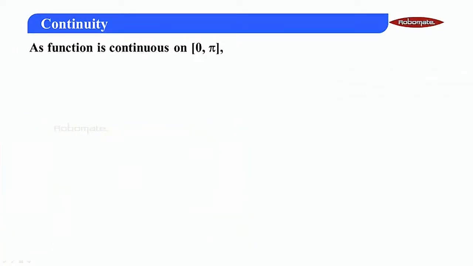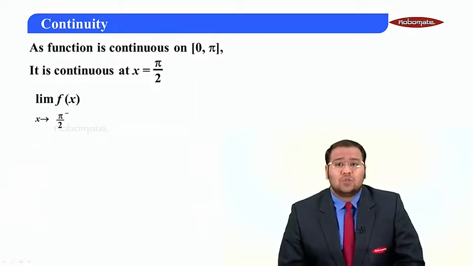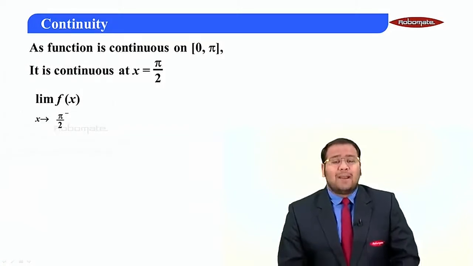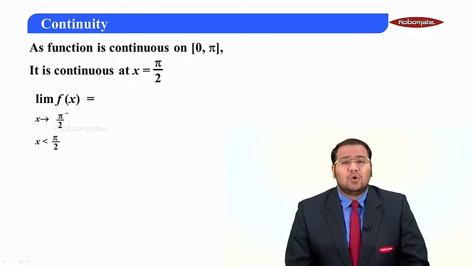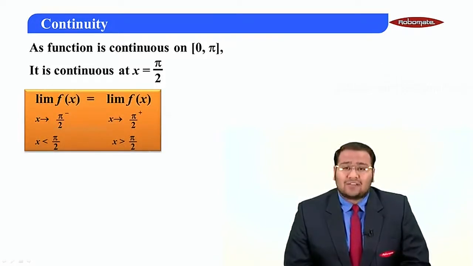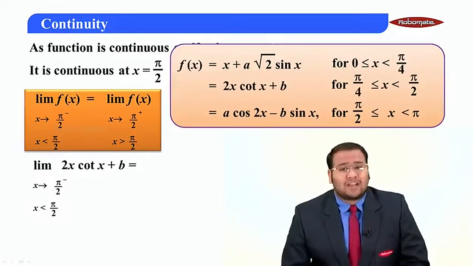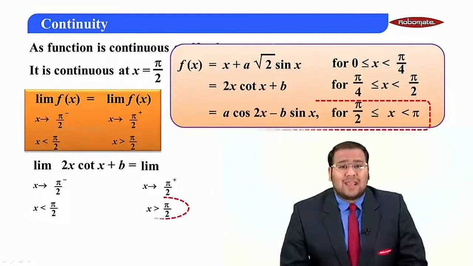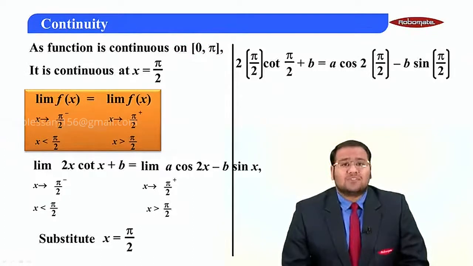Moving ahead with the next point of continuity. It is also continuous at x equal to pi by 2. So similarly, if it is continuous at x equal to pi by 2, limit x tending towards pi by 2 minus f of x should be equal to limit x tending towards pi by 2 plus f of x. In this case, for pi by 2 minus, the equation is 2x cot x plus b. So in this case, x is pi by 2.